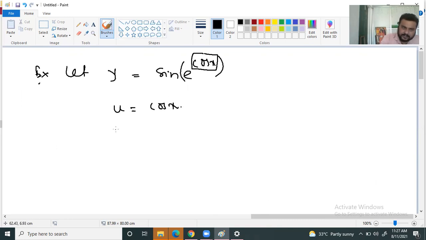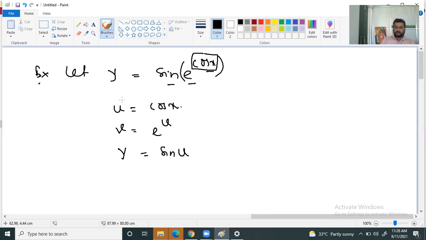Then we have to take another variable, v is equal to e to the power u, and last y is equal to sine v, because here three functions are here: sine, exponential, and cos function. So we have to differentiate this function piecewise, one by one. First of all cos x, then exponential function, then again sine function. So we have to take variables according to the given function.